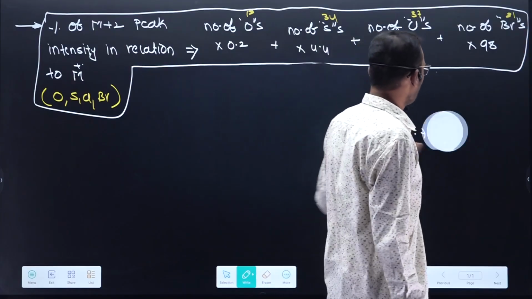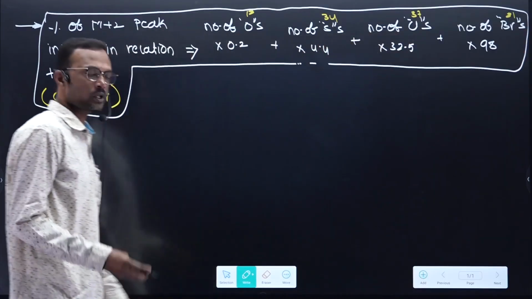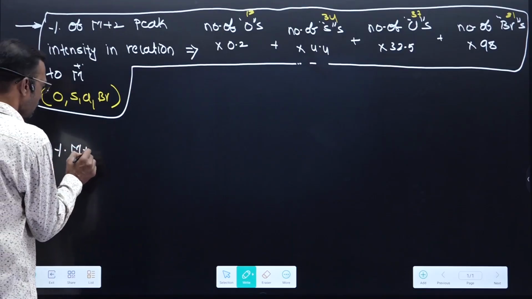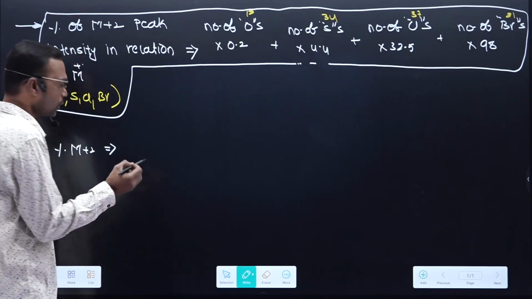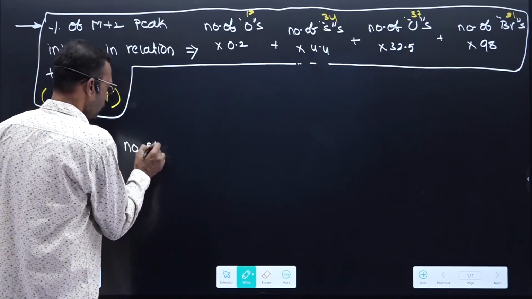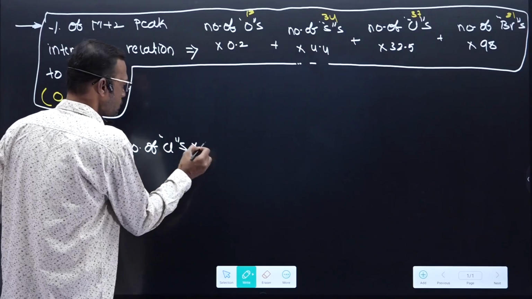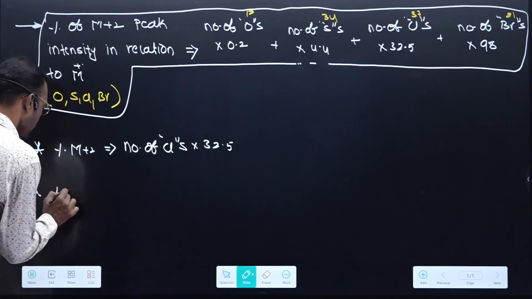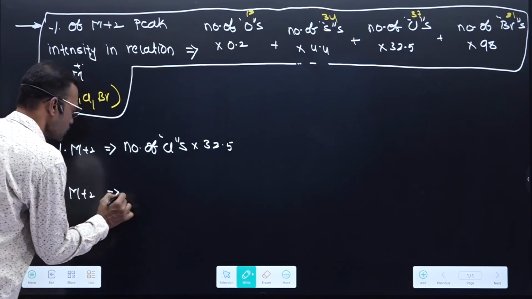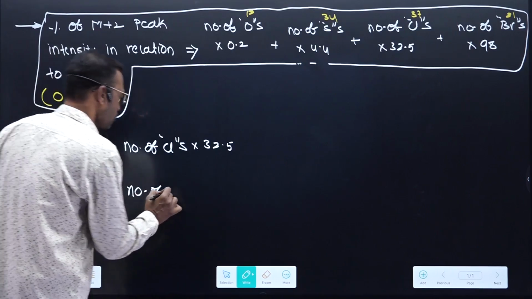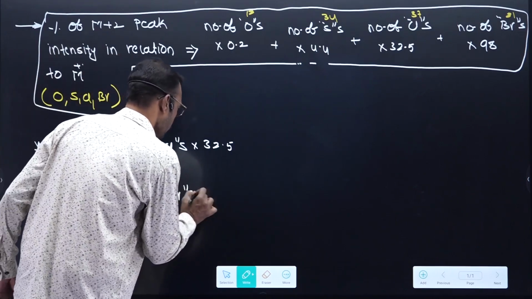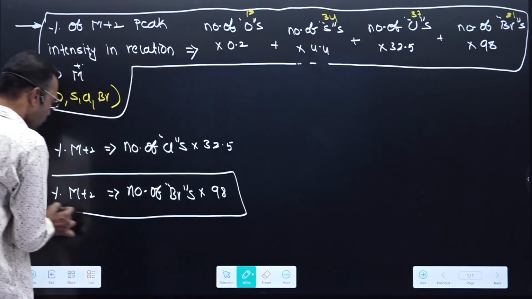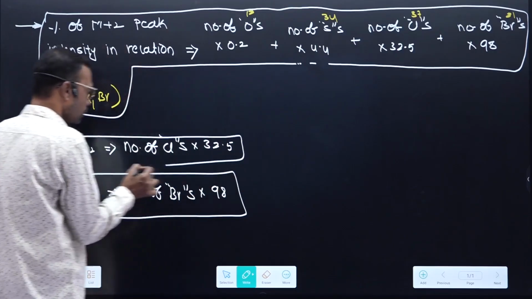Suppose a molecule having only chlorine is there. So now we can write the formula here like this. Percentage of M plus 2 if they carry only chlorine is number of chlorines multiplied by 32.5. This is the formula. Suppose they carry only bromine, percentage of M plus 2 is equal to number of bromines multiplied by 98%. This is the formula if they carry only bromine, and that is the formula if they carry only chlorine.